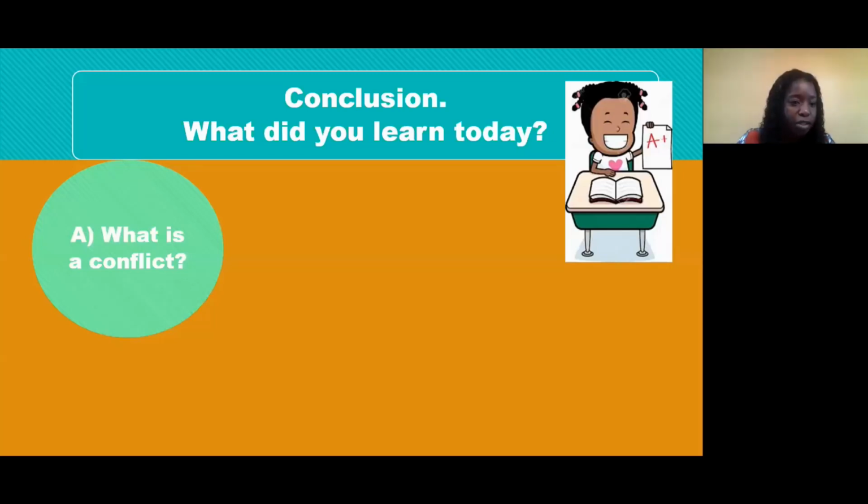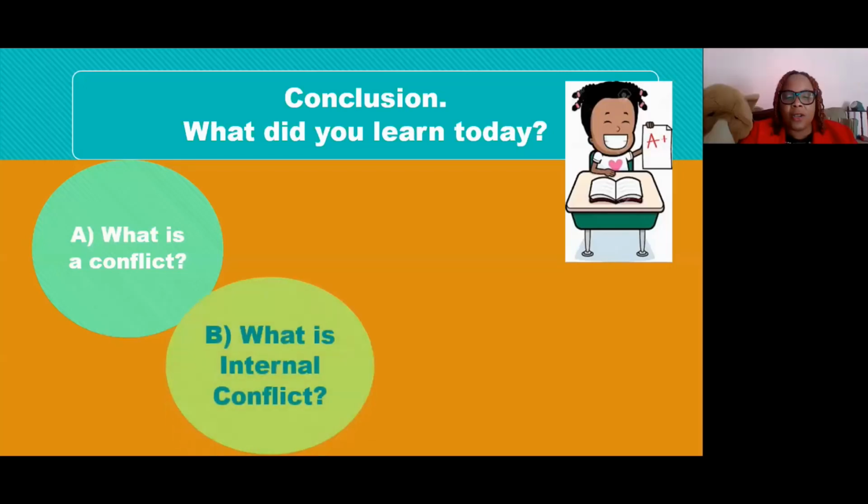Okay, so the answers are coming in. Alyssa Bell wants to do it next class. Carrie, Miss Saunders is saying it's a problem. It's a conflict. A conflict is a problem or when people disagree. Very good. What is internal conflict?